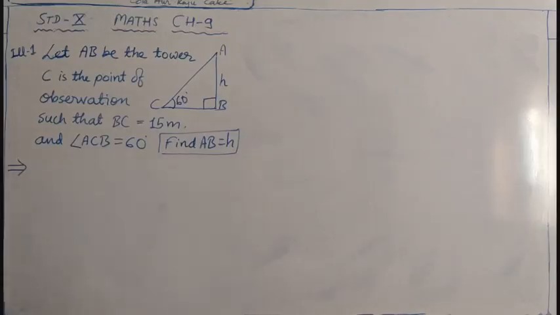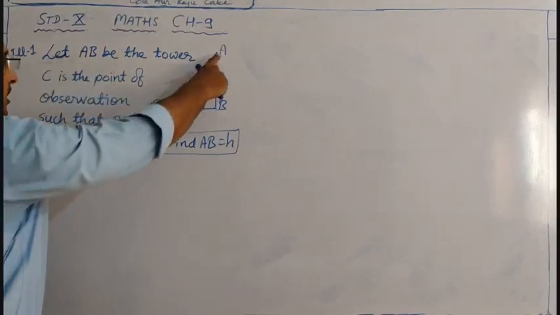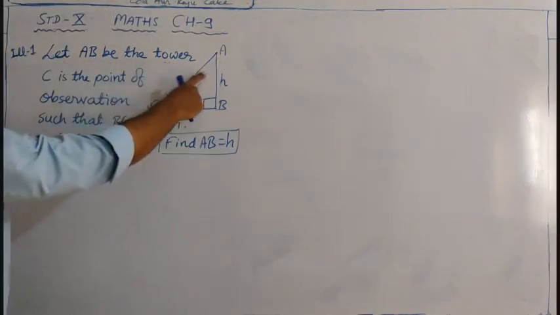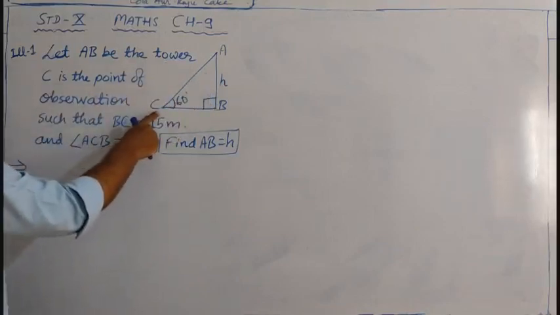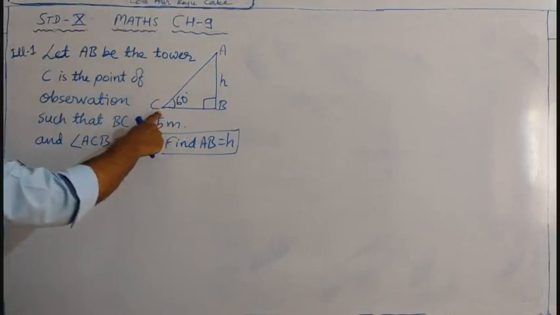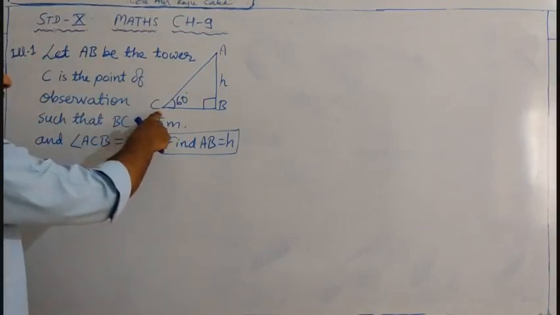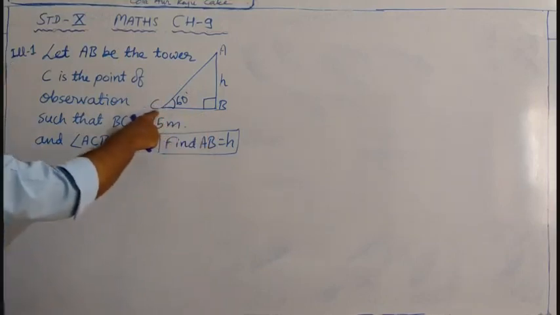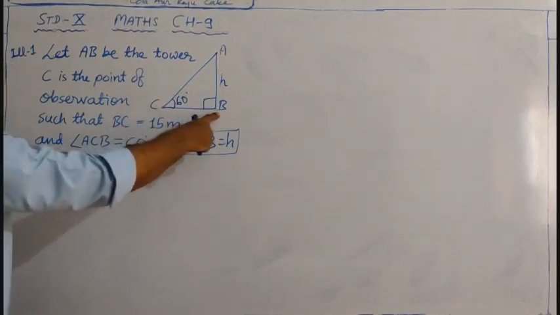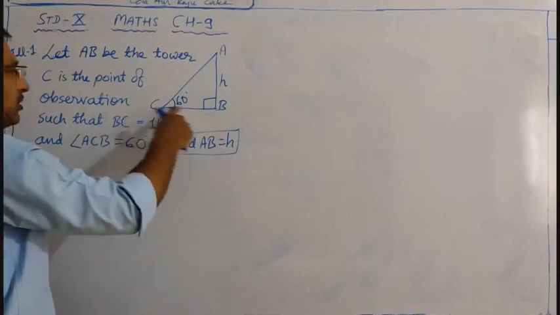Now illustration 1. In illustration 1, there is a tower AB. Let AB be the tower and C the point of observation. We are observing the top of the tower, A, from C, where B is the base of the tower and this is the ground. So BC is the ground level, that is a horizontal ray.